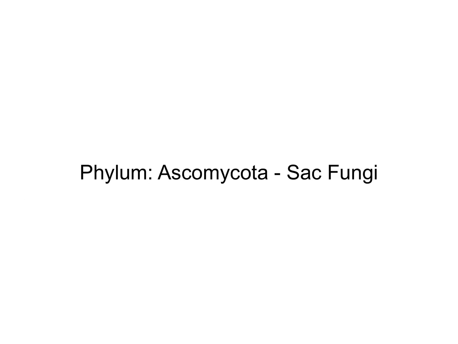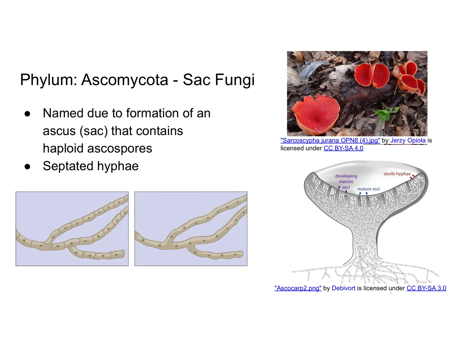In this video, we'll learn about the phylum Ascomycota, which are also known as the sac fungi. These fungi get their name due to the formation of a sac that contains haploid ascospores. So if we look at this picture here, you can see that these are the sac fungi here. And this whole structure, this bowl here, is actually called an ascocarp.